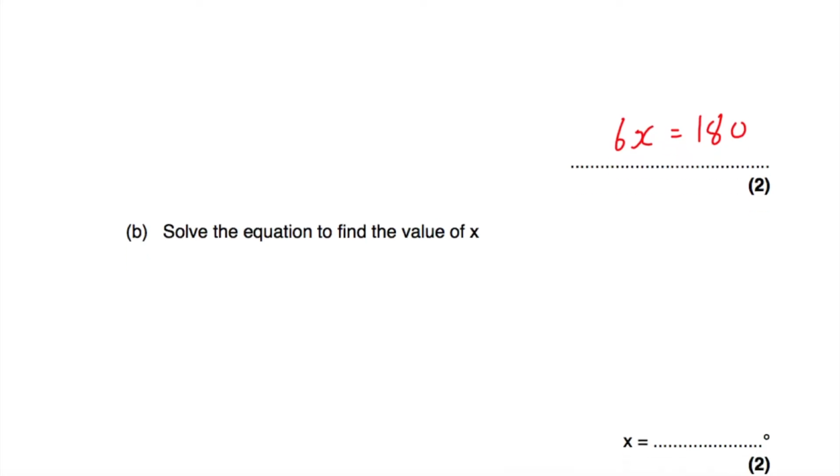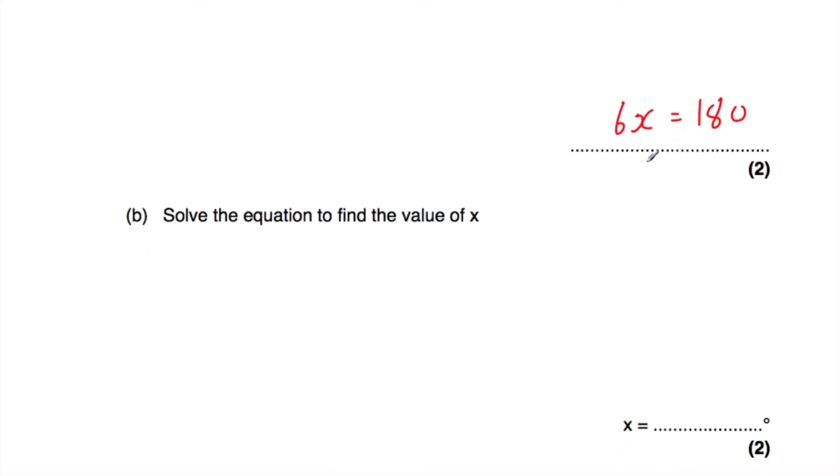Okay, part B. Part B says solve the equation to find the value of x. So we've got 6x equals 180 degrees. We now need to solve this equation, so we want to get the x on its own. This is 6 multiplied by x, and we don't want this multiplied by 6. So we're going to divide both sides of the equation by 6, because to get rid of multiply by 6, we do the inverse, which is divide by 6. If we had 6x and we divide that by 6, that'll just be 1x or x. On the right-hand side, we had 180 degrees, and dividing that by 6 is equal to 30. So x is equal to 30 degrees.